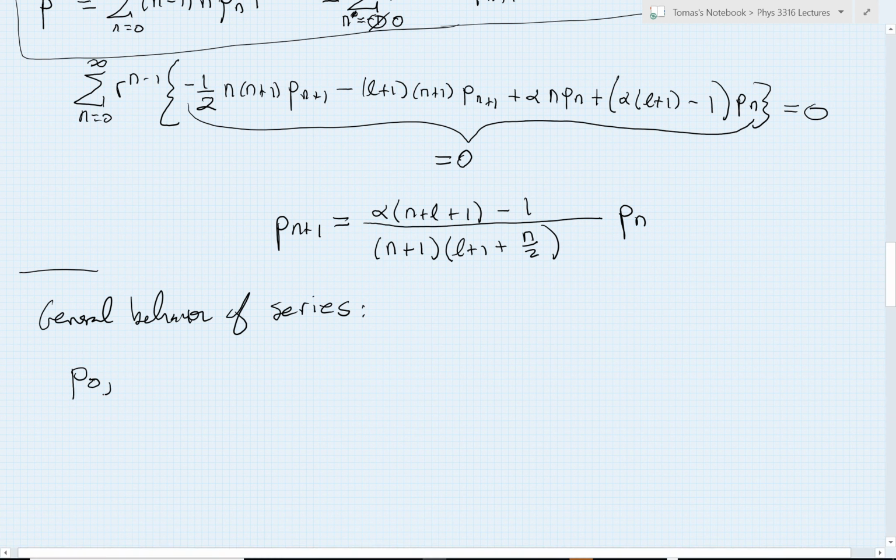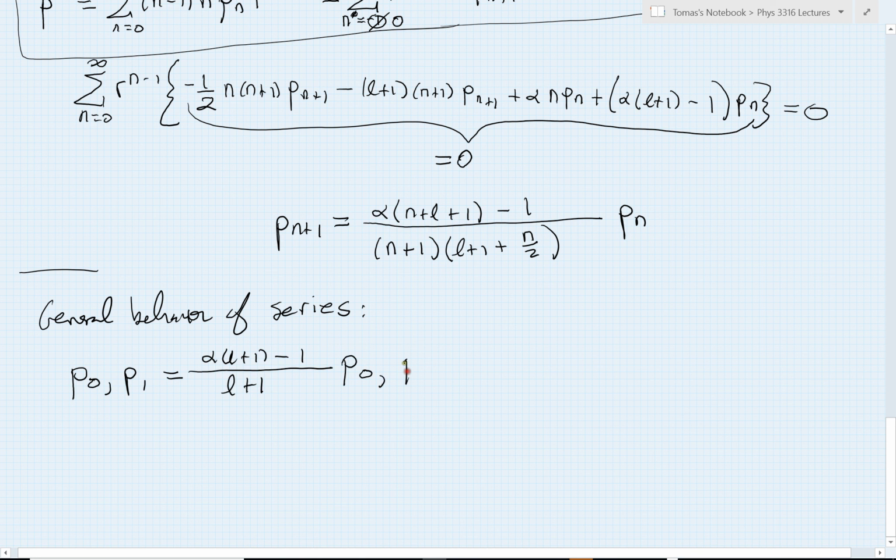If I now apply this equation with the value n equals 0, it tells me P1 in terms of P0. In fact, it tells me that P1 will equal, since n is 0 in here, alpha times L plus 1 in the numerator minus 1, divided by, since n is 0, just L plus 1, times P0. So I can get the next term in the sequence very nicely.